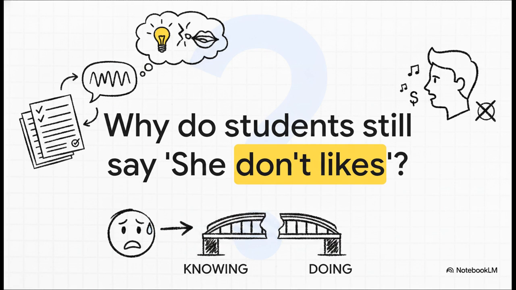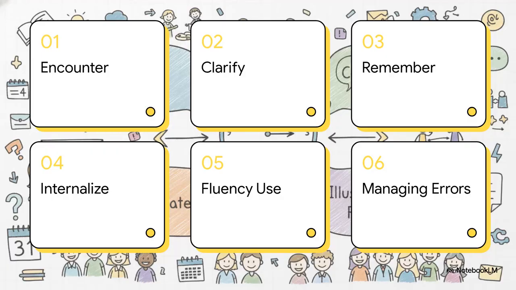Why do they intellectually understand the rule, but completely fail to apply it in conversation? It's this super frustrating gap between knowing and doing. And honestly, that is exactly the core problem we need to solve today. To bridge that gap, we're going to walk through a 90-minute lesson plan built around the ECRIF framework.